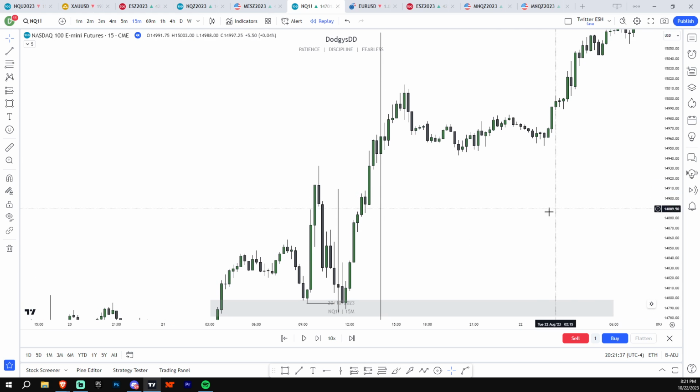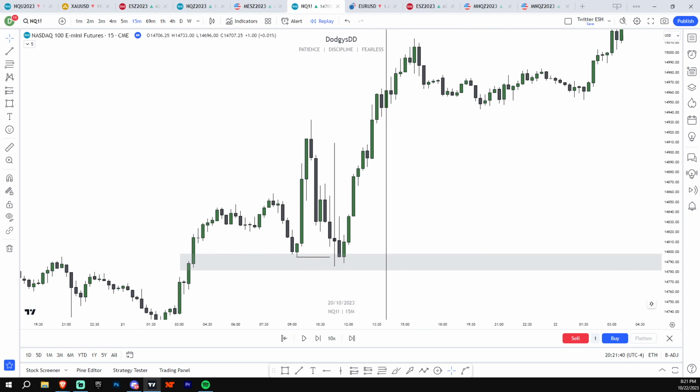Do I wait for displacement up to enter? What do I wait for to enter? Okay, yes, a break of a fair value gap, an IFVG. But is that the right answer to this question? Yes, it can be, but exactly the right answer is whatever model you like to use.